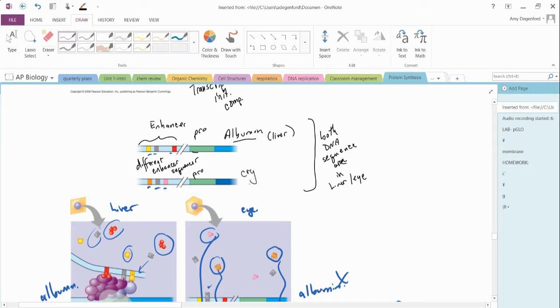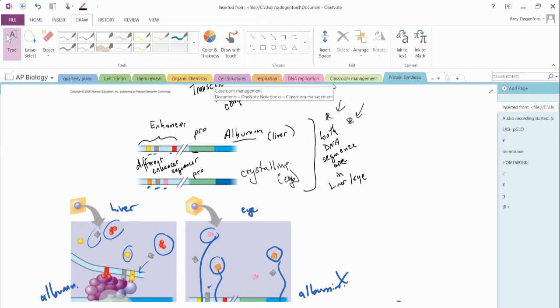So let's take a look at two different cells. One is an eye cell, the cornea, and one is a liver cell. We're going to look at two different genes that make two different proteins, albumin and crystallin. The liver is going to make albumin, and the eye is going to make crystallin. But this is the important thing: both DNA sequences are in liver and eye. Remember, unless you're a red blood cell, every cell has a nucleus with all of the chromosomes that we need. And so the liver has genes for making an eye, but they're silent.